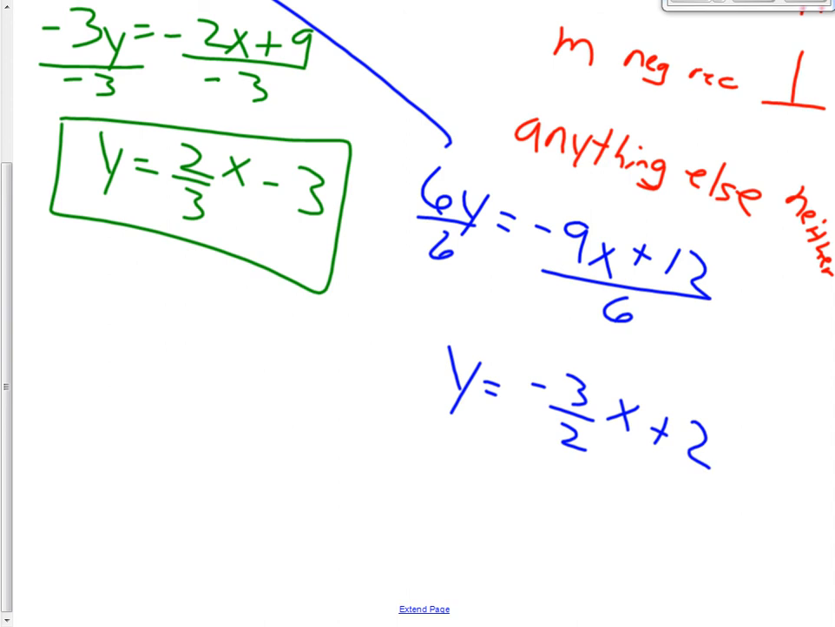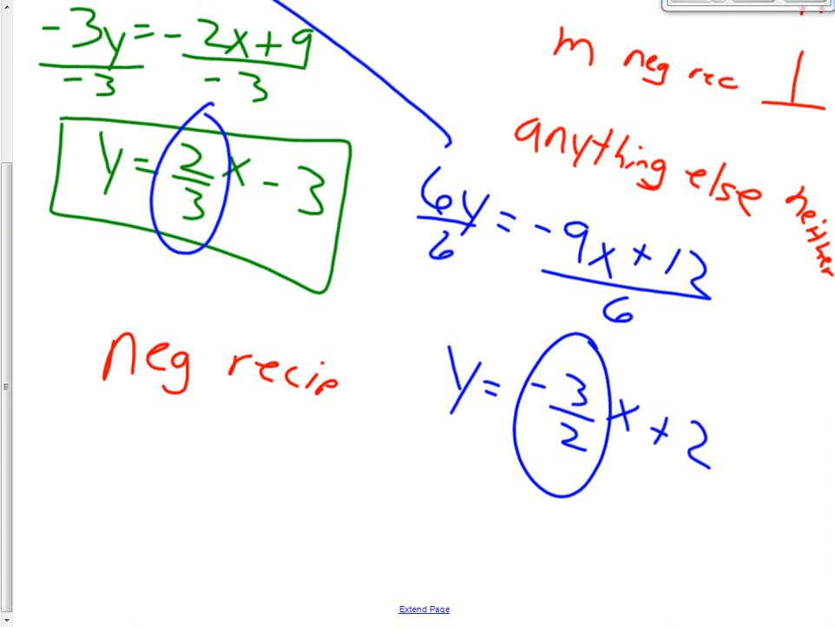So all I'm looking at is the slopes. I'm looking at 2/3 and a negative 3 halves. They're clearly not the same. Are they negative reciprocals? One's positive, one's negative. One is 2/3, the other is 3 halves. Bam, we have ourselves negative reciprocal slopes. So if they're negative reciprocals, these two lines are perpendicular.